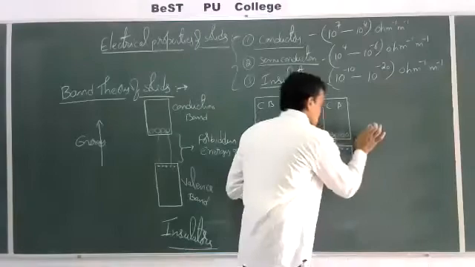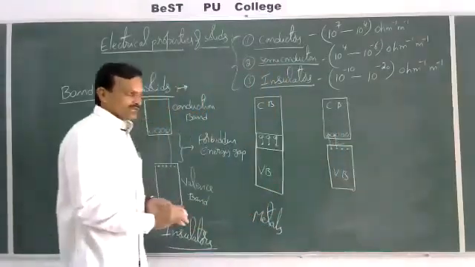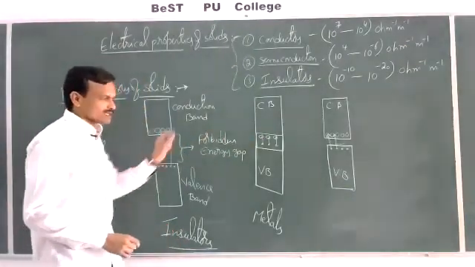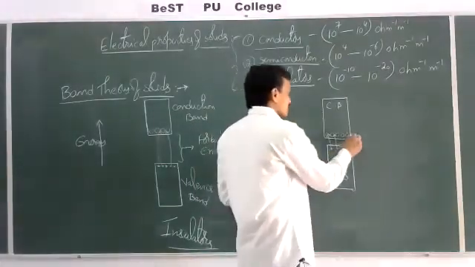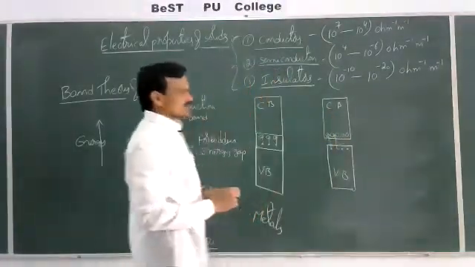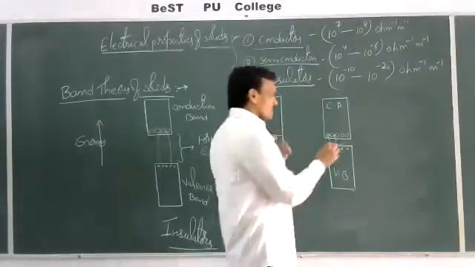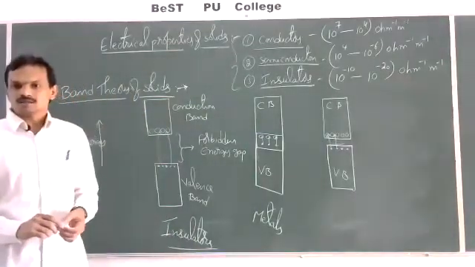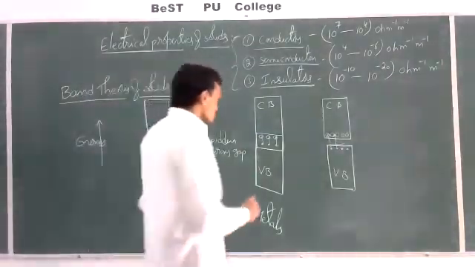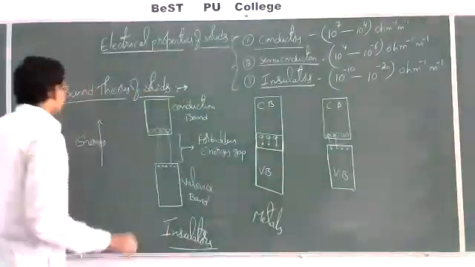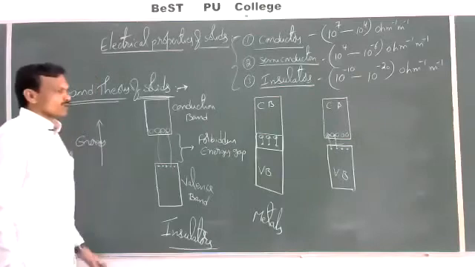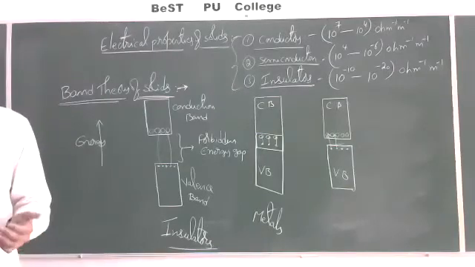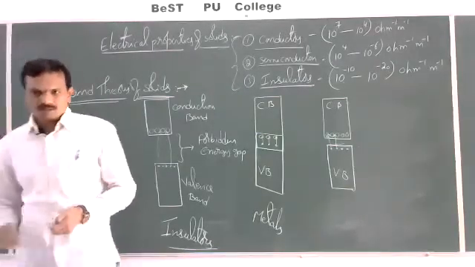Next, in case of semiconductors, the electrical conductivity lies in between metals and insulators. That is, the forbidden energy gap is less in case of semiconductors. So, by absorbing a little amount of energy, electrons can jump from the valence band to the conduction band easily. So this is regarding the band theory of solids. Based on it we can explain the electrical conductivity of insulators, semiconductors as well as conductors.